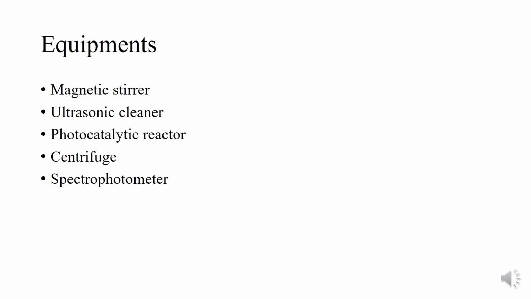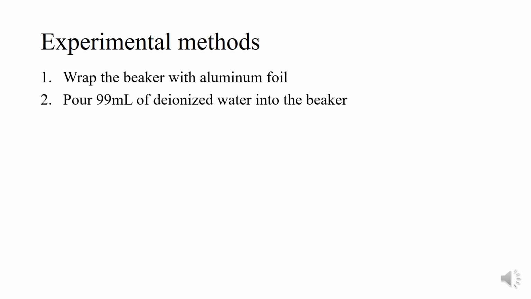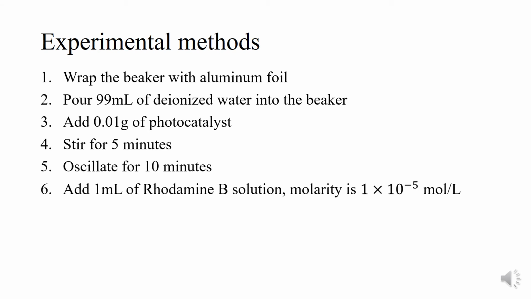The next slide shows the experimental methods. Wrap the beaker with aluminum foil to avoid light exposure. Pour 99 ml of deionized water into the beaker. Add 0.01 grams of photocatalyst. Stir for 5 minutes and oscillate for 10 minutes. Add 1 ml of rhodamine B solution. Stir for 30 minutes.